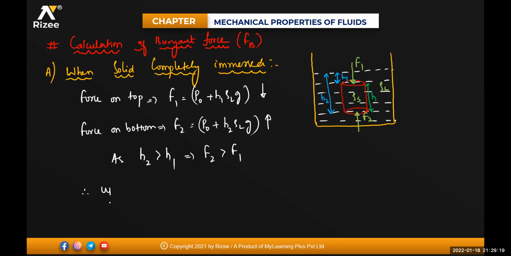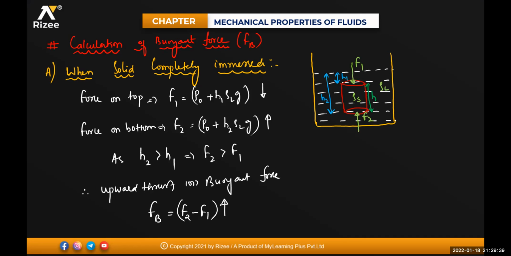So therefore, I can say that the upward thrust, or the buoyant force, will be equal to how much, beta? The buoyant force FB will be equal to F2 minus F1, in the upward direction. Buoyant force always acts in the upward direction. Now calculate this value of the buoyant force, beta. If I do the subtraction, P0 will get cancelled. So this will be H2 minus H1 into the density of the liquid into G. Isn't it? Is anything still left for me right now?